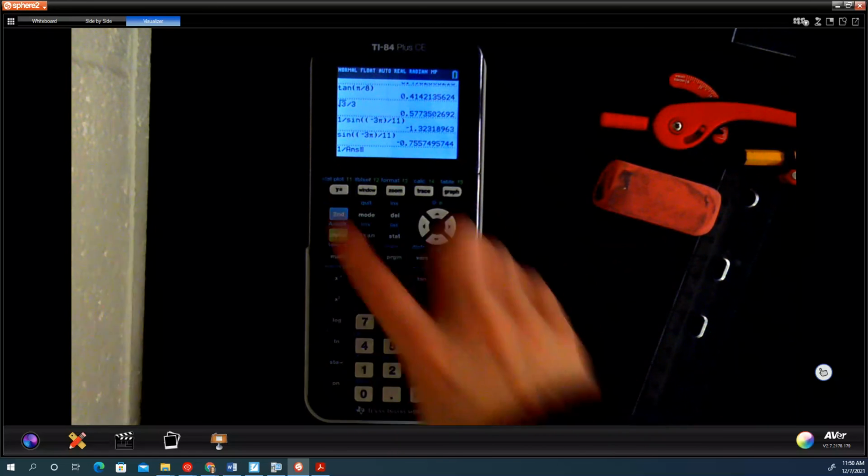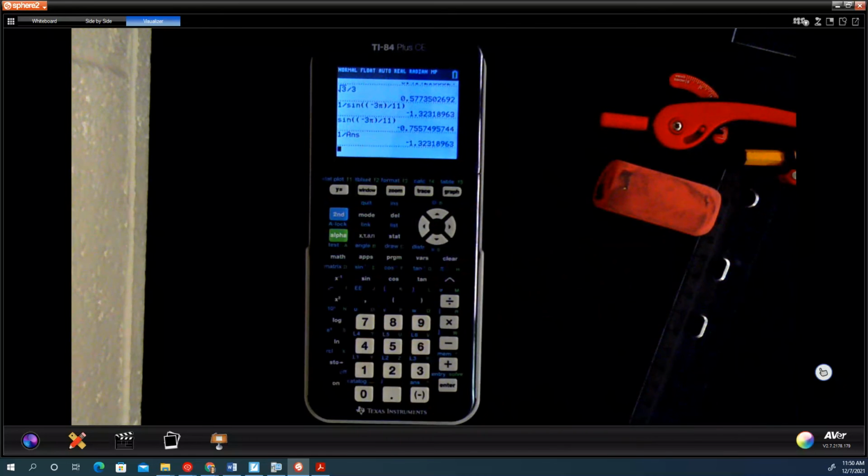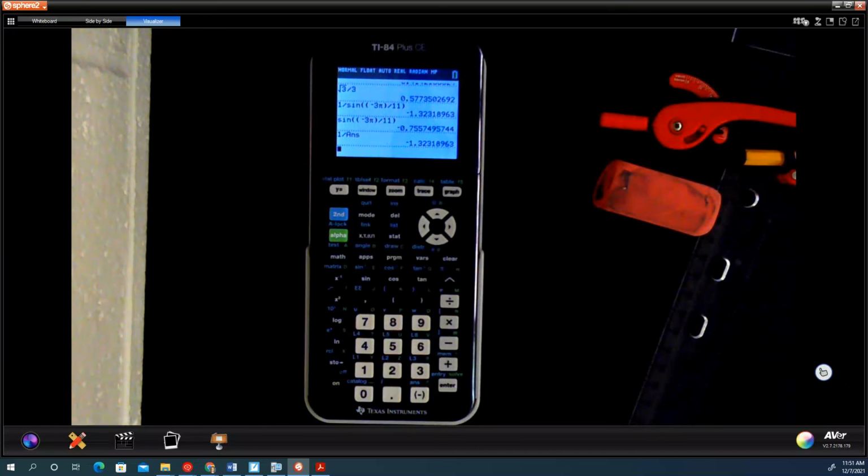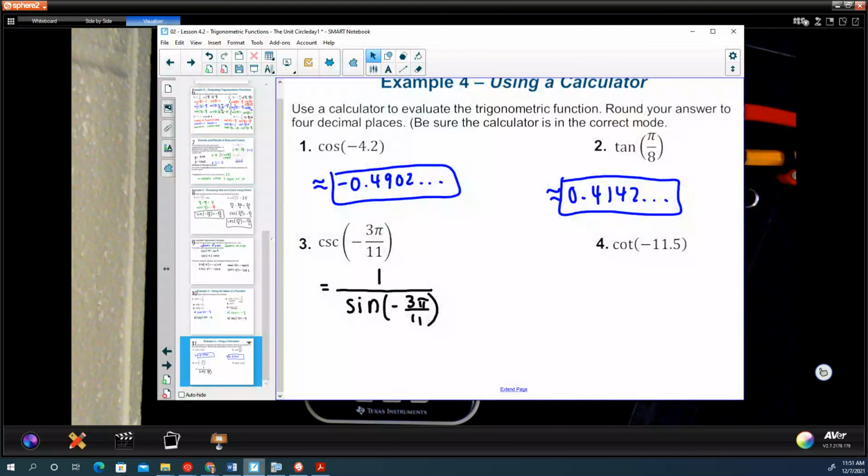1 divided by the second answer. You'll get the same thing. You can't just flip it, obviously, because it's not a fraction. All right, so this one we got negative 1.